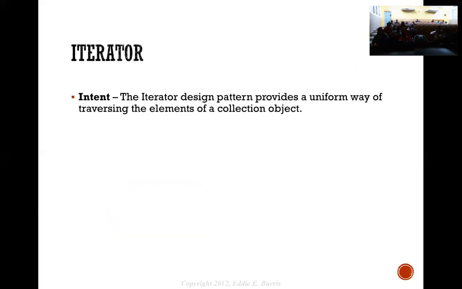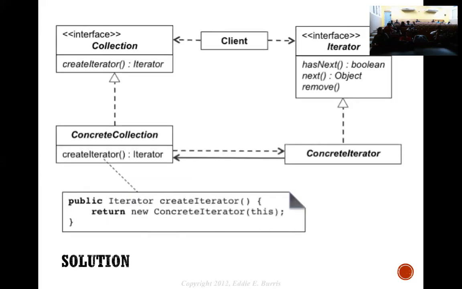Then there's the iterator, which you should be familiar with in Java, because Java implements iterator, and Python also has iterators. You can do an iterator implementation in Python, but basically, the iterator design pattern provides a uniform way of traversing the elements of a collection of objects. Now, interface. Iterator and collection are interfaces.